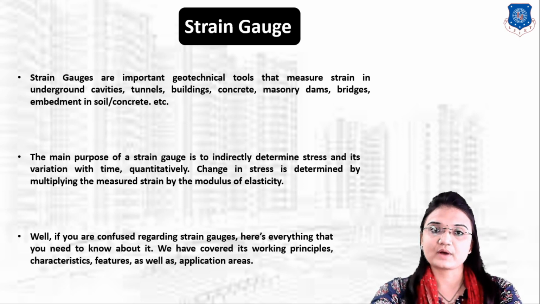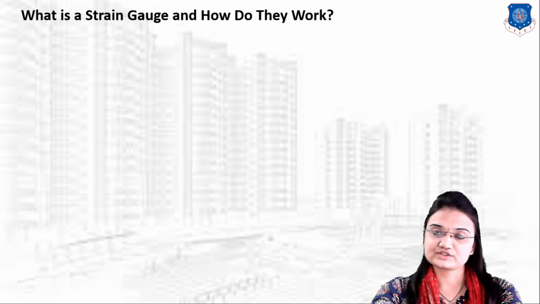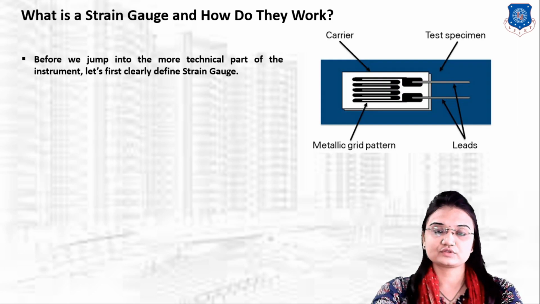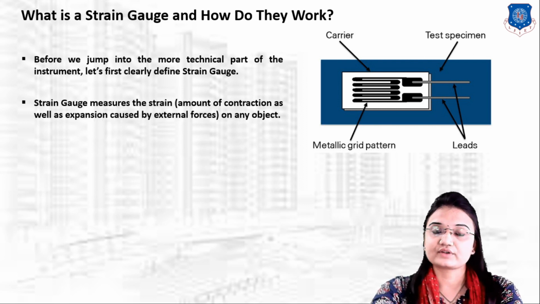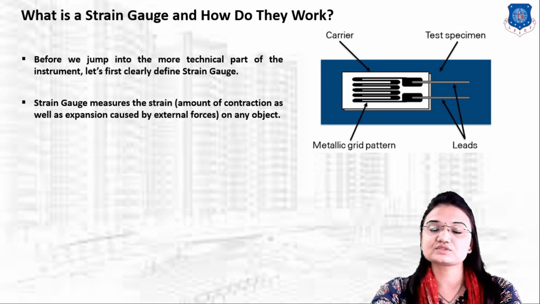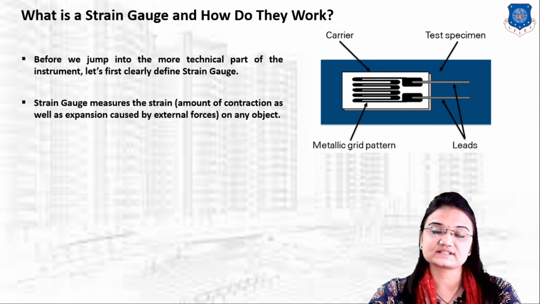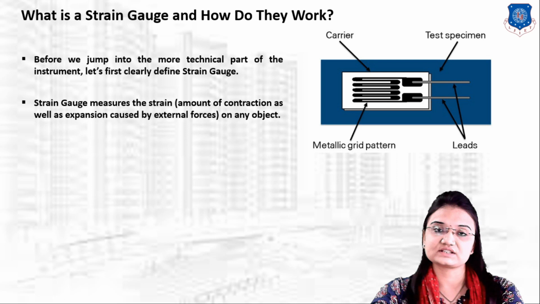If you are confused about the strain gauge, let us understand its working principle, the types of strain gauge and where we can use them. Before jumping to the technical part of the instrument, let us first understand what a strain gauge is. A strain gauge measures strain, that is the amount of contraction as well as expansion caused by external forces. We use this instrument to measure that strain.